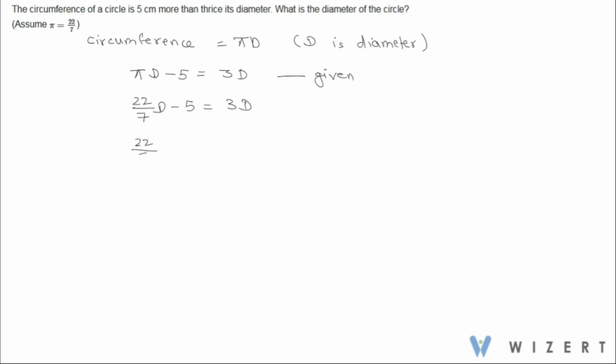So 22 by 7 d minus 3d equal to 5. So what we have is 22d minus 21d divided by 7 equal to 5. Therefore what we have is d equal to 7 into 5 centimeters. So we have diameter equal to 35 centimeters. So this is the answer.